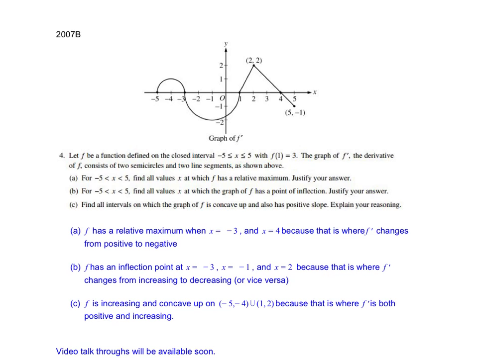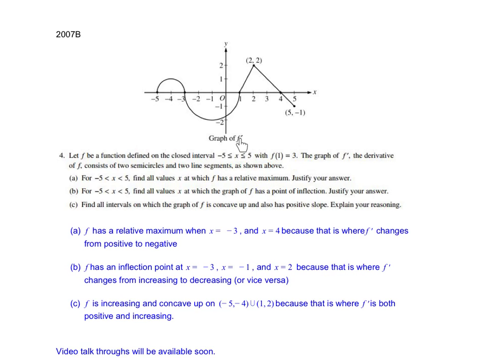This is a relatively straightforward problem that's going to check your ability to connect f to f prime to f double prime. And in part A, they're giving us a graph of f prime for this entire thing, and they give all these descriptions about what's actually happening with the function itself. And then for part A, they ask us whether this function has a relative maximum.